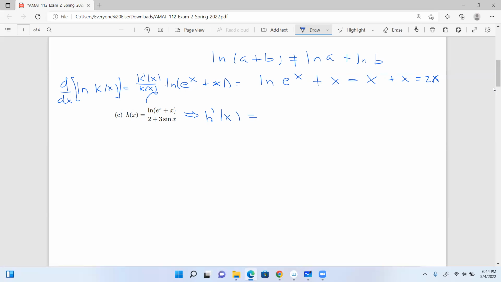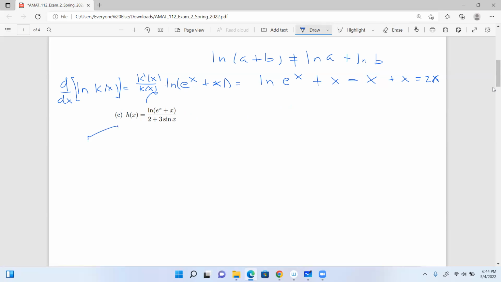But first we need to use the quotient rule. So the quotient rule says we take the derivative of the numerator. So the derivative of the numerator is the derivative of the inside function divided by the inside function. So the derivative of e to the x plus x is going to be e to the x plus 1. Let me just actually do this on the next line, since I don't have to simplify. I'm going to run out of room.